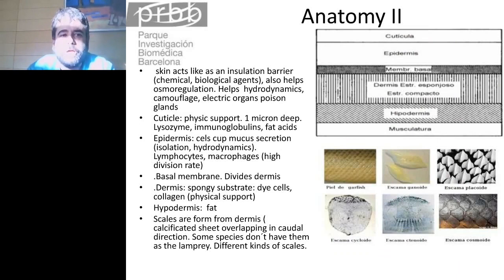Also, the skin is really different from that of mammals and other animals, and it has many parts. The skin acts as a barrier against chemical and biological agents, and also helps with the osmoregulation of the fish. It can also have electric organs and poison glands. The mucus over the skin helps with hydrodynamics, because it decreases the friction between the water and the body. So this skin is divided into many parts. The first, external part is the cuticle, that is specialized in a mucous function and has a lot of compounds for that.